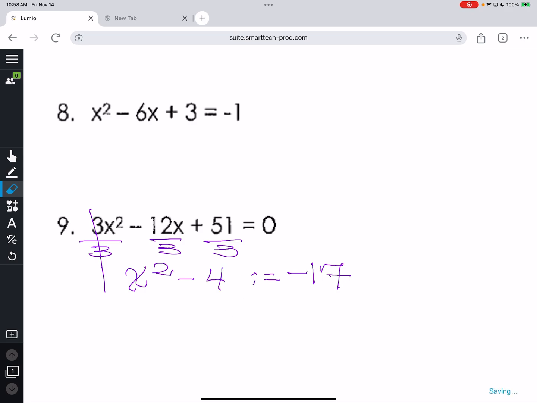You mean negative i? No, because the i means the negative. So what are we going to add to both sides? 4. Half of 4 is 2. 2 squared is 4. Good.